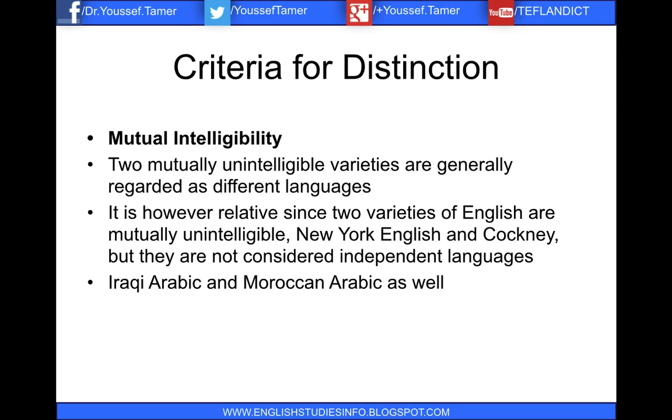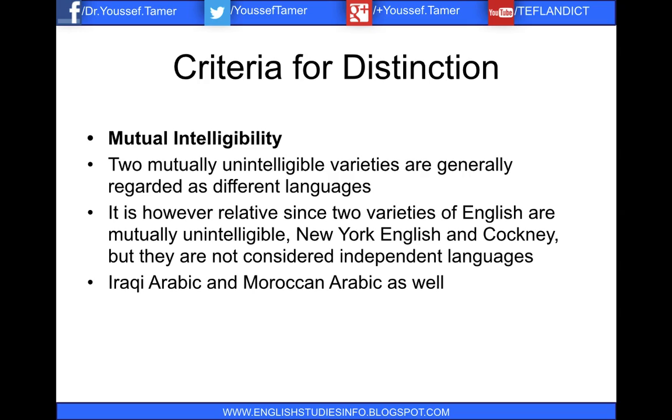Another example of the relativity of this concept from our Arab context. You know that we Moroccans, when we are listening to Iraqi series, you don't understand. Especially if you meet the guy, there is some kind of mutual unintelligibility. You can understand a few words, some words, but it's not total, okay? That's the case for movies or for TV. Yes, you can understand. But if you meet the people in the street, there is difficulty to understand them.